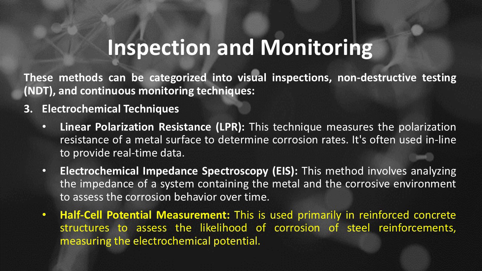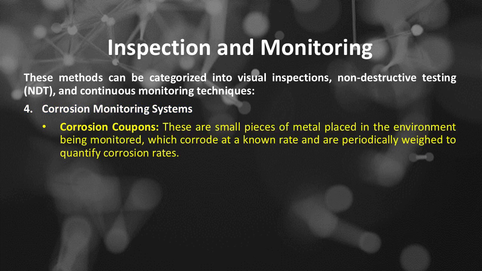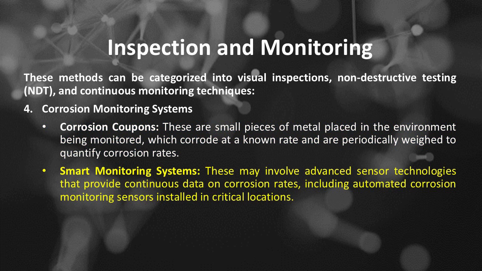This is used primarily in reinforced concrete structures to assess the likelihood of corrosion of steel reinforcements, measuring the electrochemical potential. Number 4 is corrosion monitoring systems. Corrosion coupons. These are small pieces of metal placed in the environment being monitored, which corrode at a known rate and are periodically weighed to quantify corrosion rates. Smart monitoring systems. These may involve advanced sensor technologies that provide continuous data on corrosion rates, including automated corrosion monitoring sensors installed in critical locations.